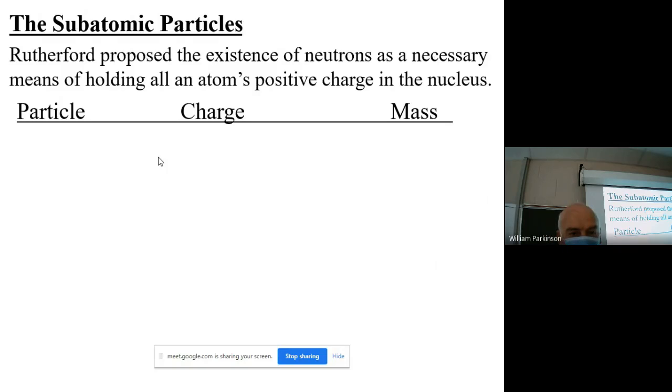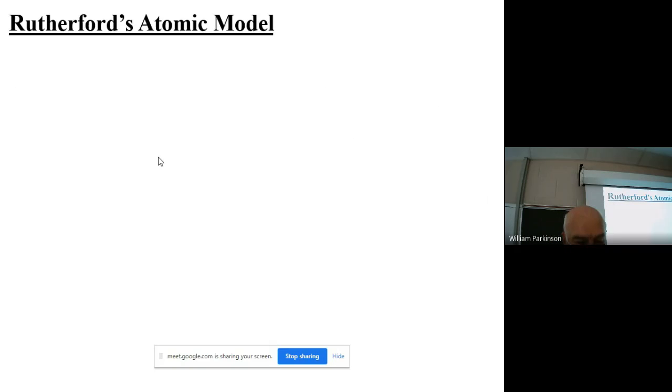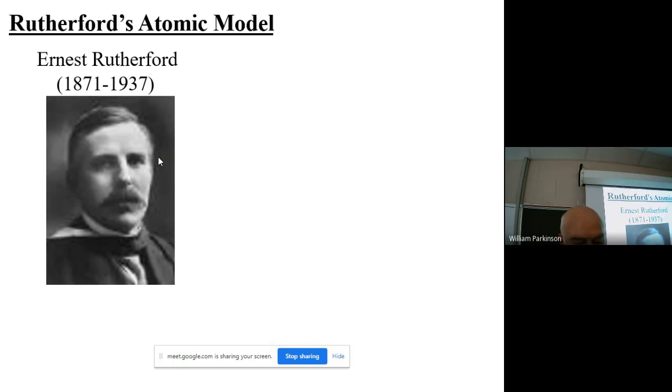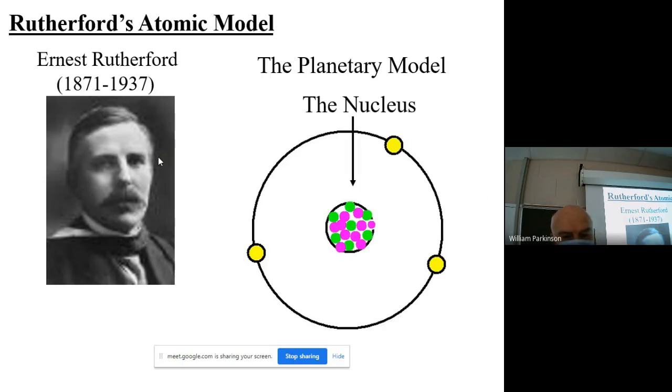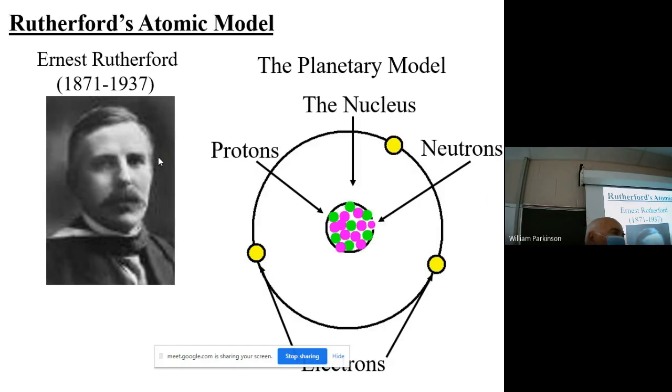We had finished the time with this slide on Monday. I want to point out again that the idea was that this individual by the name of Ernest Rutherford had come up with this now almost universally applied model of the structure of the atom.